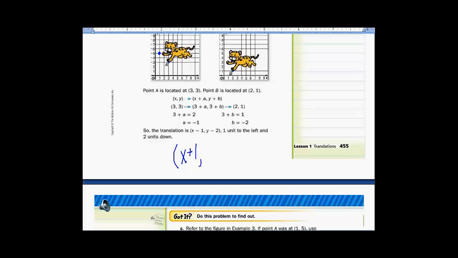What happened to the y? It used to be at 5 on the y. It's now at 1. So what happened to it? It went down, so that's going to be a subtraction, and it went down 4. So our translation notation is going to be x plus 1, y minus 4.